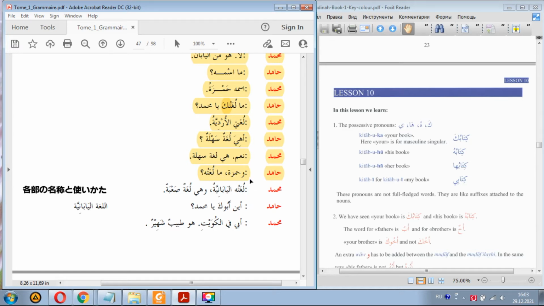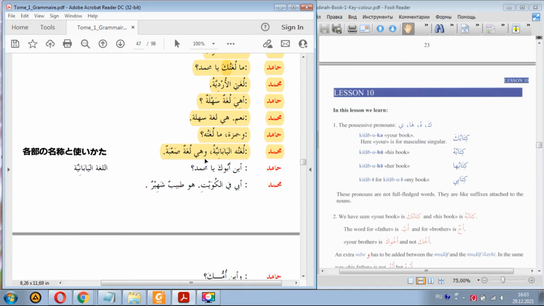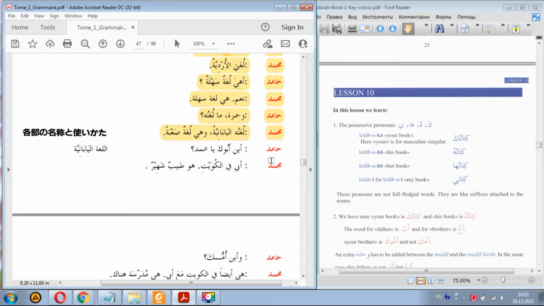Well, so far we just apply the rules that we learned in this lesson. Lughatuhu al-yabaniyatu. His language is Japanese. Wa hiya lughatun sa'batun. And this is a hard language. Yeah, that's true. I've heard that the Japanese language is considered to be one of the hardest languages in the world, just like Chinese and Korean, and also they put the Arabic language into this category.